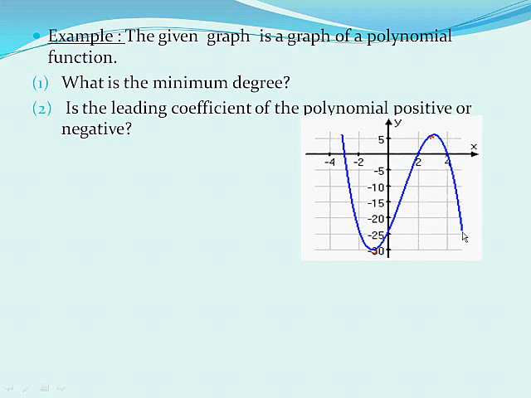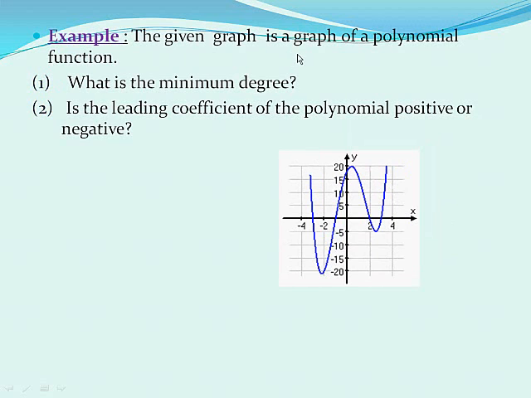Example, the given graph is a graph of a polynomial function. What is the minimum degree? The minimum degree is 4 because there are 3 turning points. The leading coefficient is positive because the degree is even and the graph rises to the left and to the right.